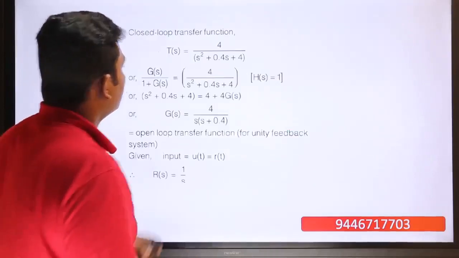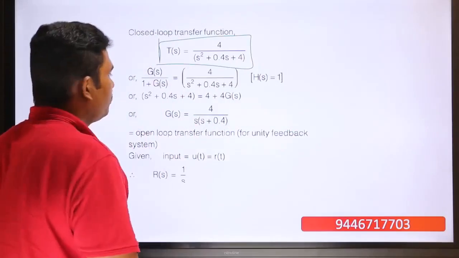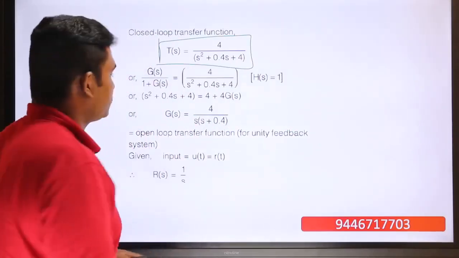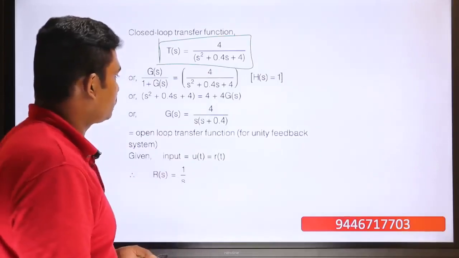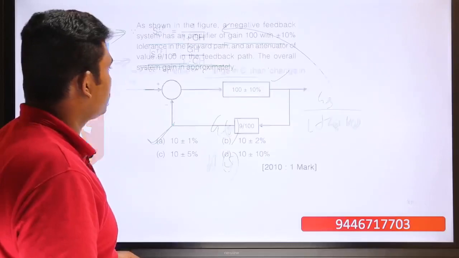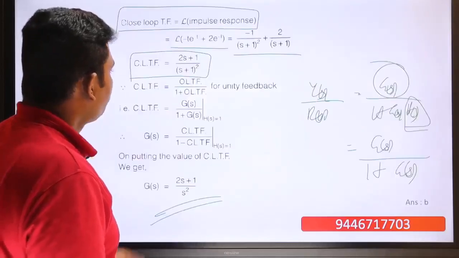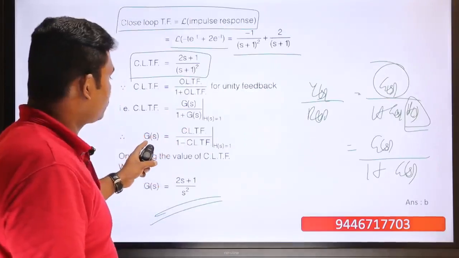So the closed loop transfer function is given. We will have to convert the closed loop transfer function into the corresponding open loop transfer function. So you know how to convert a closed loop transfer function into an open loop transfer function. What is the corresponding equation? If you have the closed loop transfer function, what is the corresponding open loop transfer function?